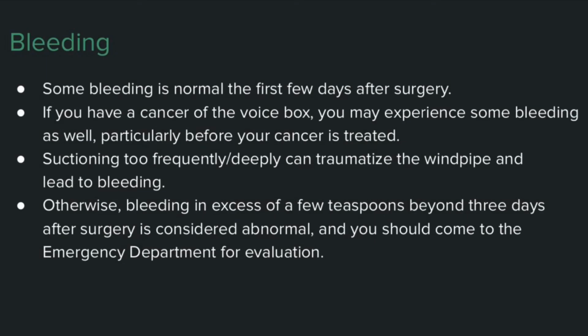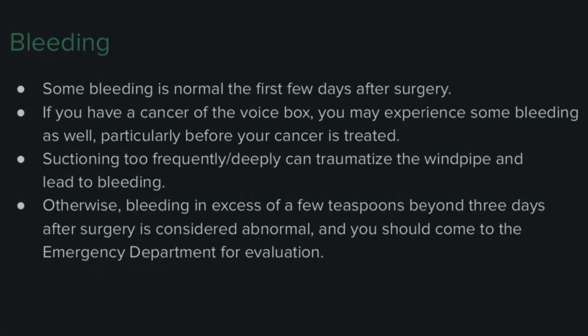Some minor bleeding may occur from your tracheostomy tube or around it the first several days after surgery as the area heals. Patients with cancer, particularly of the voice box, can expect to cough up some blood related to the cancer as well. If you get a lung infection or other irritation, you may see some bleeding as well. While there are many reasons to have bleeding from a tracheostomy tube, one of the more common and preventable reasons is trauma related to suctioning. Any higher volume or persistent bleeding is considered an emergency, and patients should come to the hospital for evaluation.